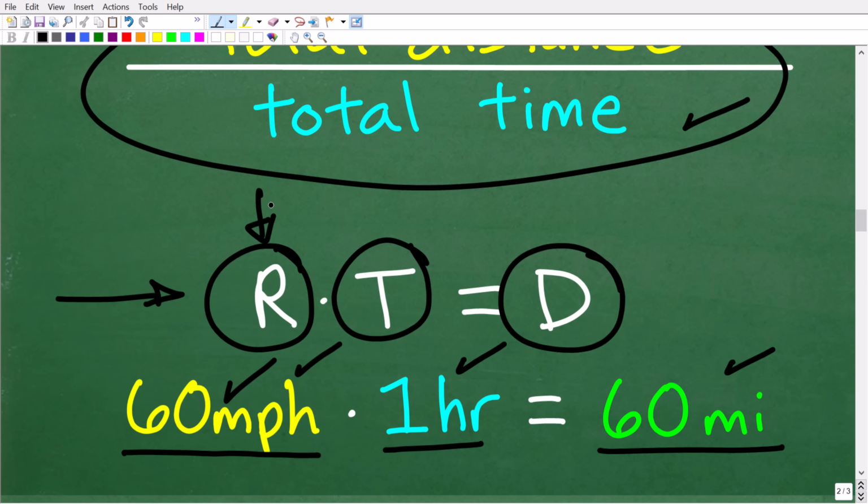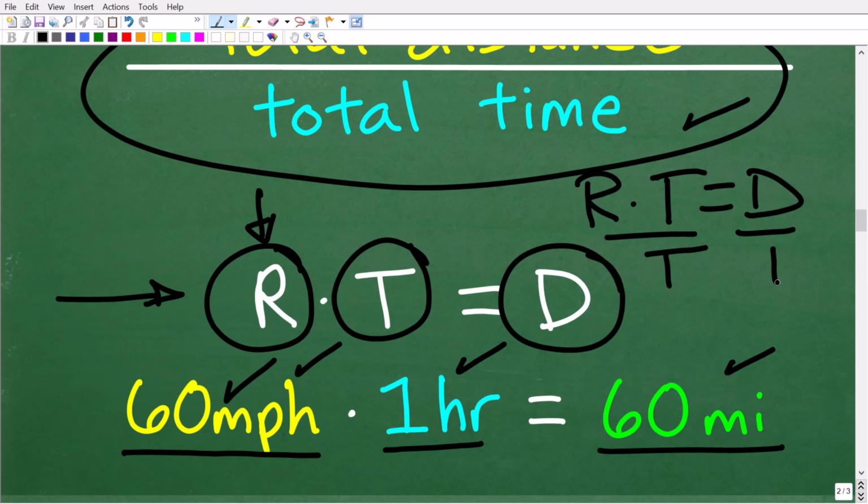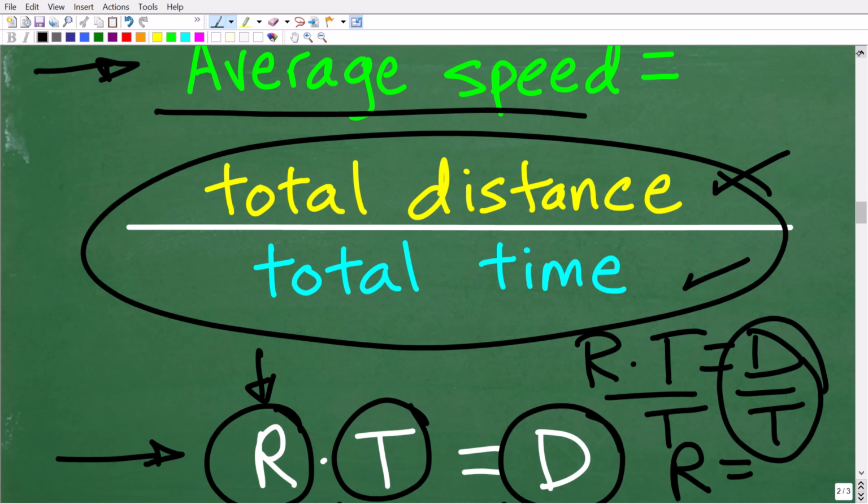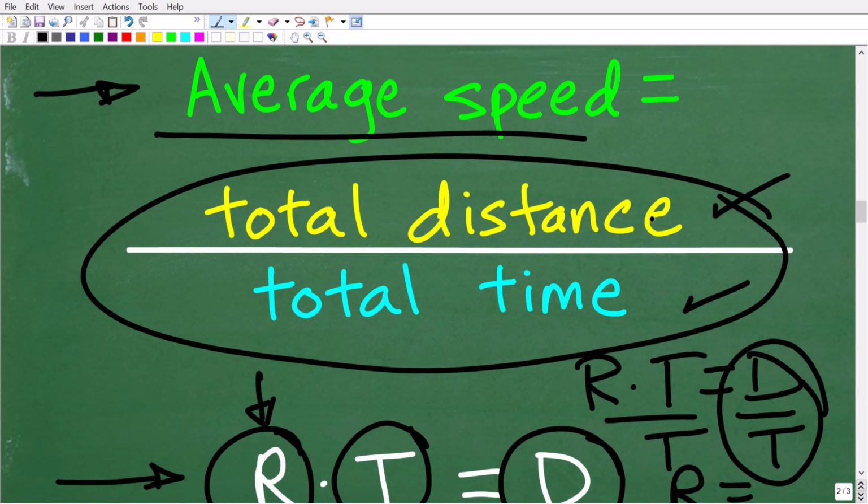So again, rate is the same thing as speed. If we want to solve for rate in this basic algebraic equation, we would have rate times time is equal to distance. To solve for r, all we have to do is divide both sides of the equation by t. So our rate would be equal to distance divided by time. In this case, our average speed or average rate is total distance divided by total time.